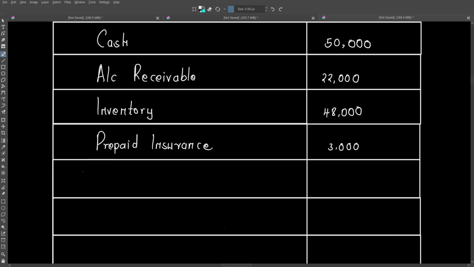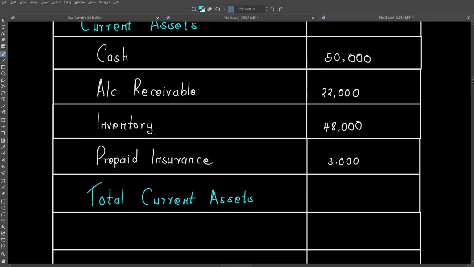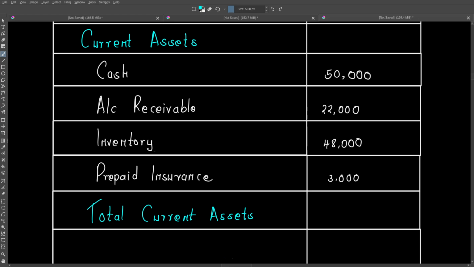So here, let us calculate total current assets. Total current assets will be a sum of 50,000 plus 22,000 plus 48,000 plus 3,000, which is going to give us 123,000. That is our total of current assets.